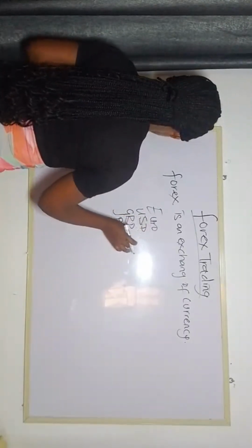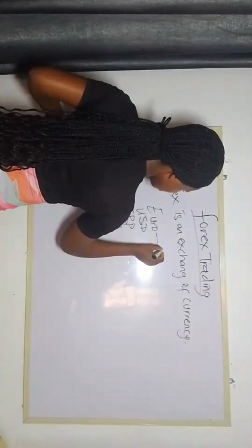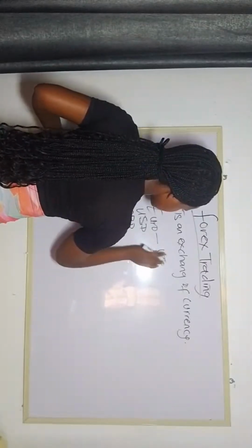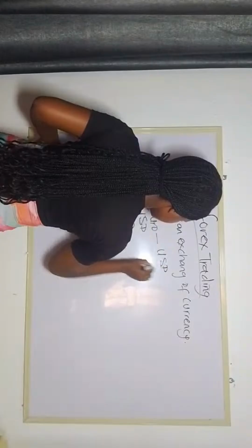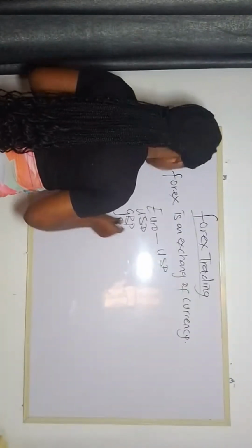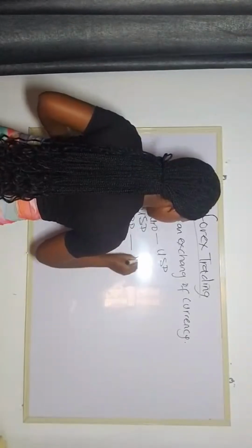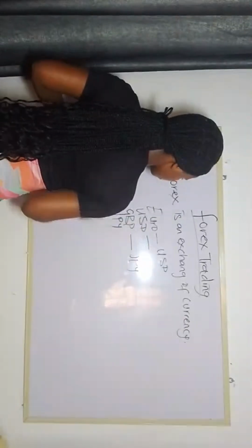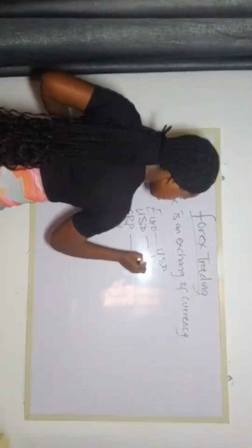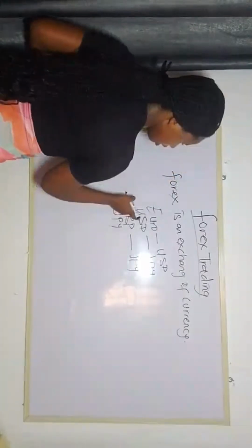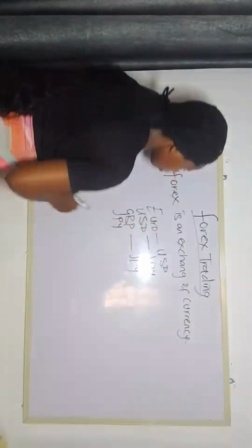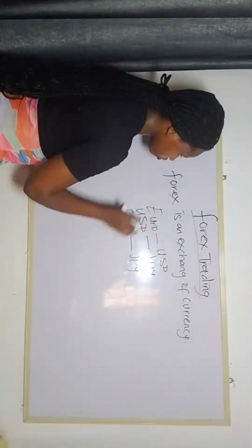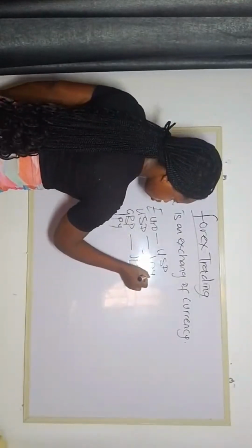In this trading, we also have currency pairs. For instance, you are going to see EUR/USD, and you are going to see GBP/JPY. And you are going to see something like USD/JPY. This is the US dollar and the Japanese yen. They use country names. This is the Japanese yen.